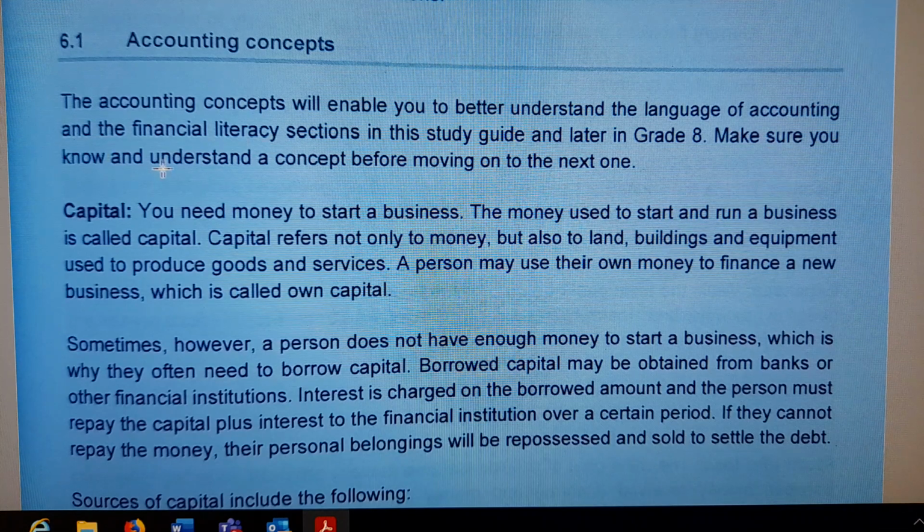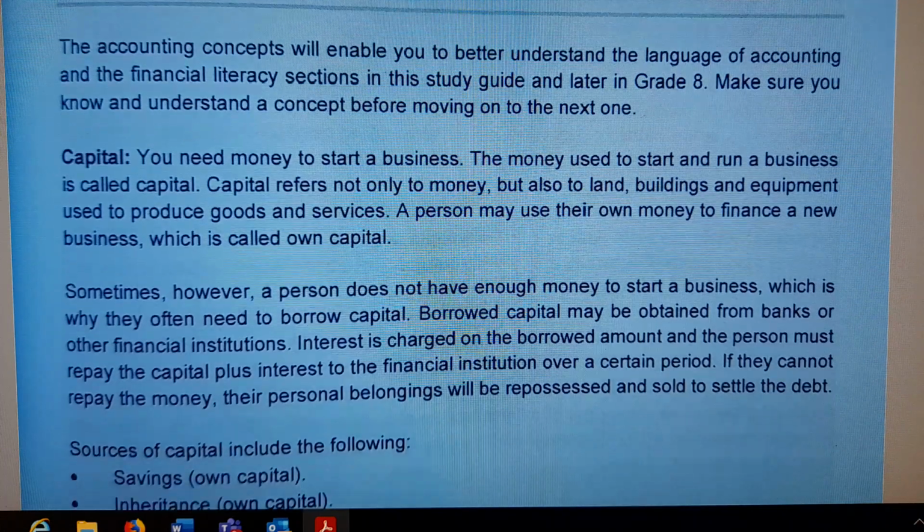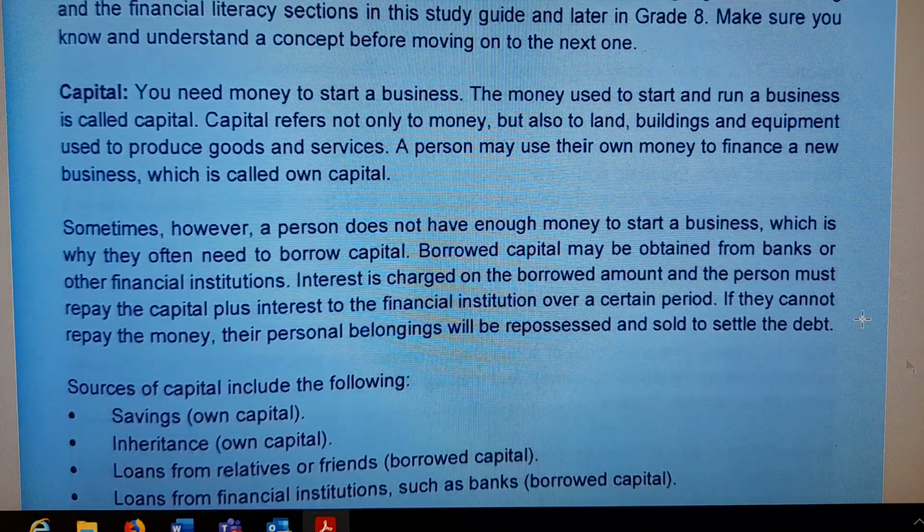Make sure you know and understand a concept before moving on to the next one. So you need to understand this before you go to the next one. Remember, we said there are few terms that we are going to discuss, and capital was the first one. So let's look at capital. You need money to start a business. The money used to start and run a business is called capital. So capital is the money used to start and run a business.